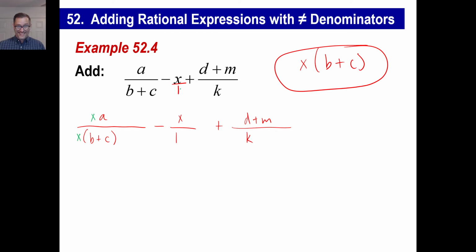I've got a 1 here. I need a k times b plus c. So I'm going to have to go times k times b plus c. So I'm also going to have to go times k times b plus c on the top. You don't have to put parentheses around that second one, but I just did it so you can see it better. Oh, wait a second, that's not an x, it's a k, my bad.